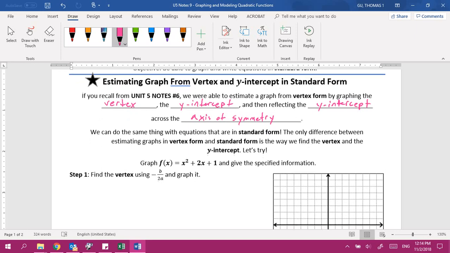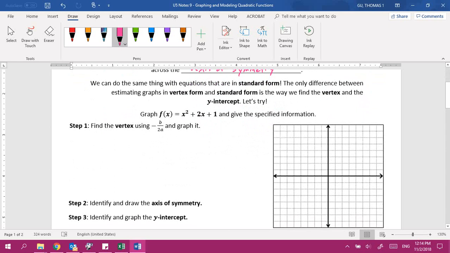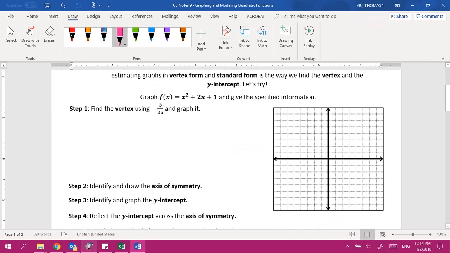So let's try a problem right here. Graph f of x equals x squared plus 2x plus 1, and then we're going to give the specified information. What are the 3 things that I want to identify at the beginning? The 3 values, a, b, and c. What is the a value in this equation? 1. What about the b value? 2. And what is the c value? 1. That's right.